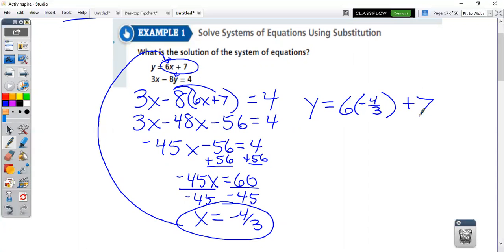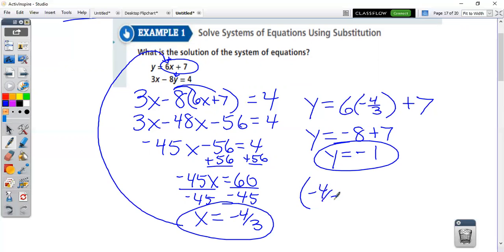Understand, we're rewriting this equation. Instead of putting x, we're putting negative 4/3. And we work that out. So when you multiply that out, you'll get negative 8 plus 7. So y is, what's negative 8 plus 7? Negative 1. So my answer is negative 4/3, negative 1.